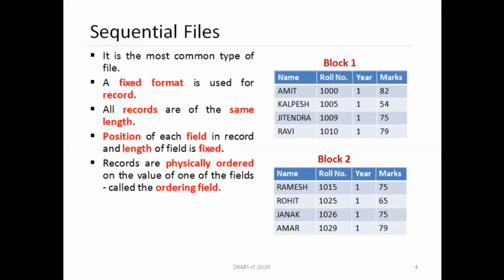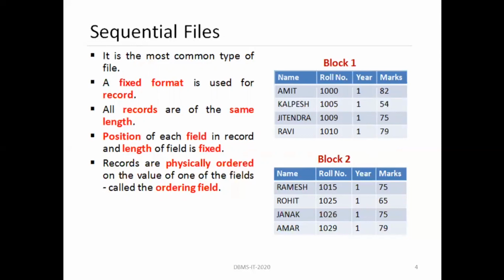It consists of 4 records, and the position of each field in the record and the length of the field are fixed. The length of the fields are fixed, and the position is fixed: name will come in the first position, then roll number, then year, and then marks. The position of each field is also fixed in this case, and records are physically ordered. You can see roll number is physically ordered over here, so it is the key field.